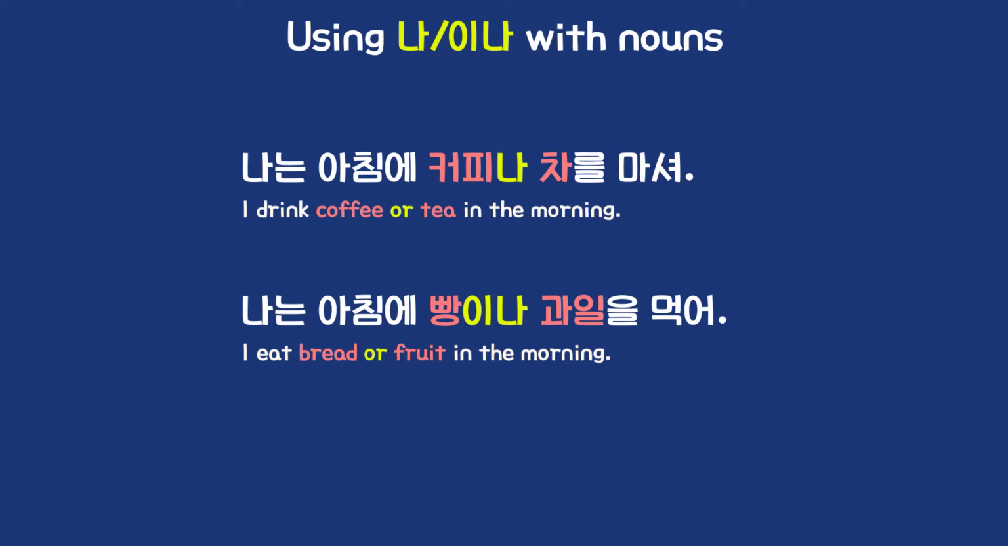Now, as you can see here, we use 나 in the first sentence and 이나 in the second sentence. And whether we use 나 or 이나 depends on whether the noun they use with ends in a 받침 or not. If the noun doesn't end in a 받침, then we use 나 as in the first sentence. However, if the noun does end in 받침, then we use 이나. It's that simple. So in the first sentence, coffee doesn't end in 받침, so we use 나. But in the second sentence, 빵 ends in an 이응 받침, so we use 이나.